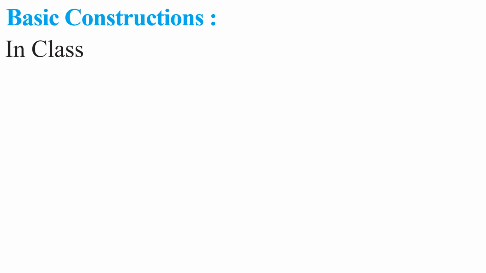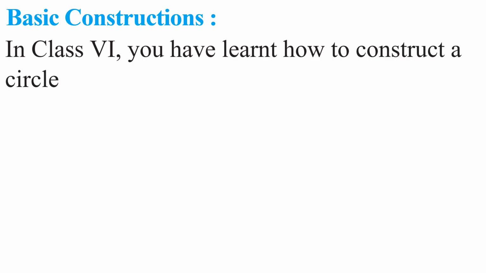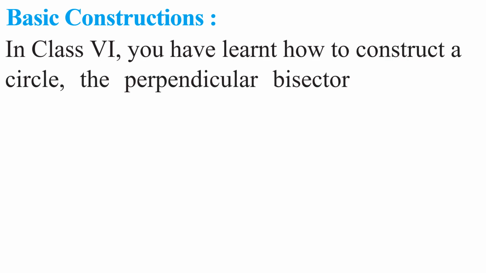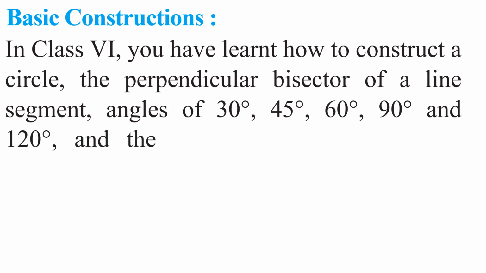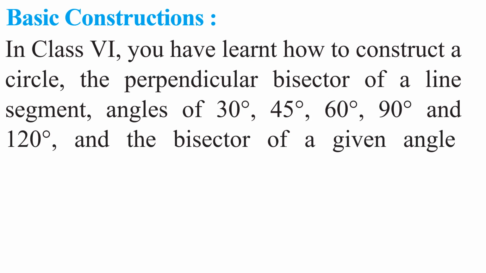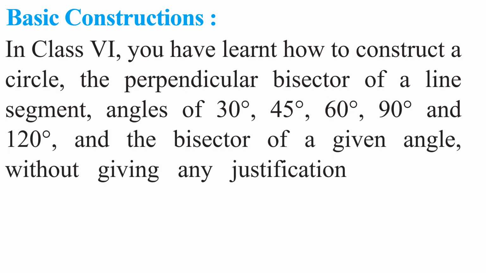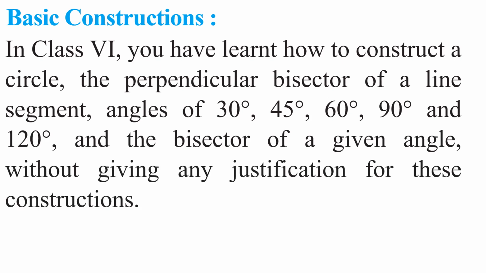Some basic constructions. Okay, my children, what are basic constructions? In class 6, you learned how to construct a circle, the perpendicular bisector of a line segment, angles of 30 degrees, 45 degrees, 60 degrees, 90 degrees and 120 degrees, and the bisector of a given angle, without giving any justification for these constructions.